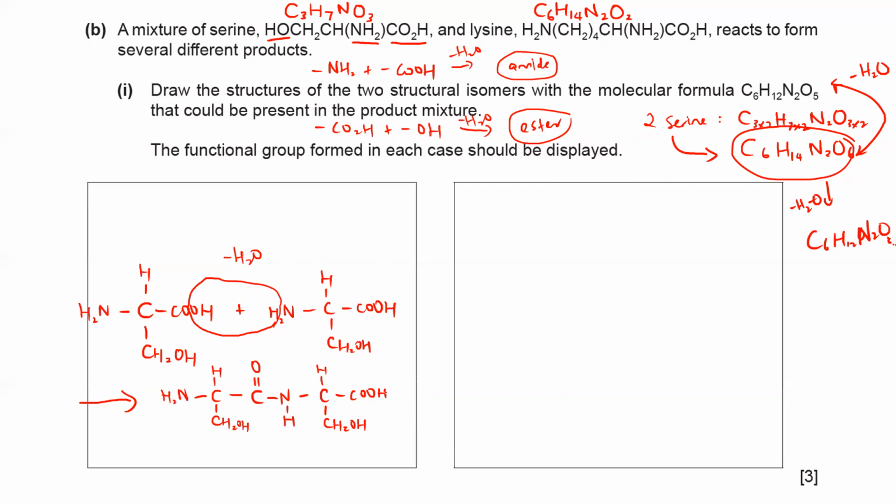Okay, so this is my first isomer for C6H12N2O5. Now, I want to draw the other product, the ester. In this case, the COOH will now react with the OH from the side group, right? So let me rewrite the structure of serine. This time, I want the COOH functional group to face the OH functional group of serine.